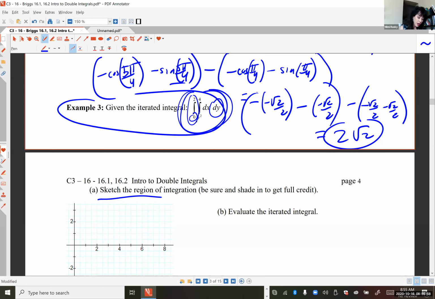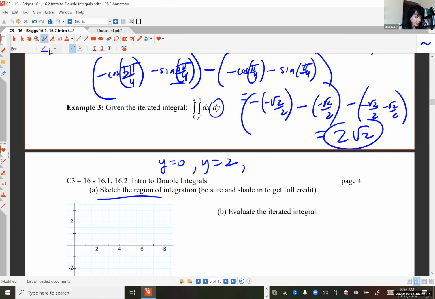So you're going to write the equation y equals 0, and then for the upper limit, y equals 2, and we're going to graph those two curves, which are very easy because those are just straight lines. Then you look at the innermost integral, which is with respect to the other variable of integration, dx. You write the equation x equals y squared, and for the upper limit, x equals 4. And then you're going to graph these 4 equations.